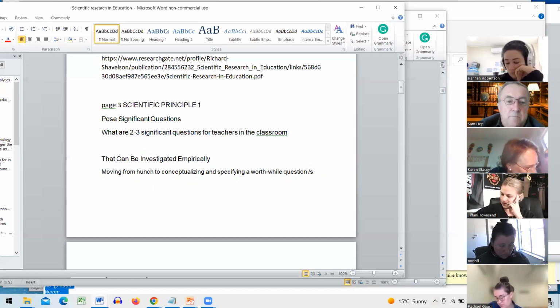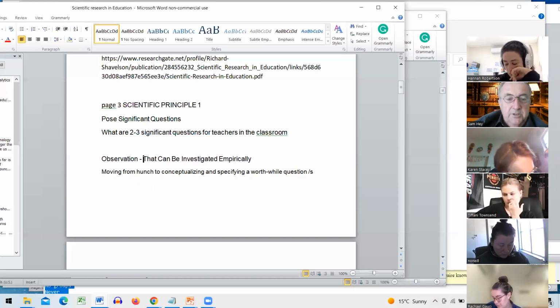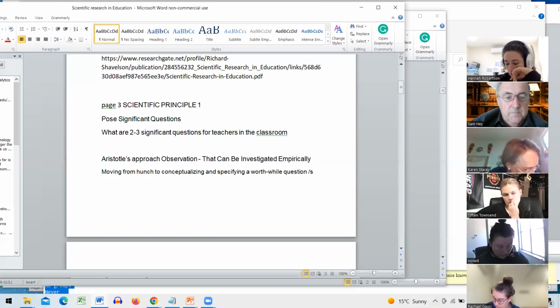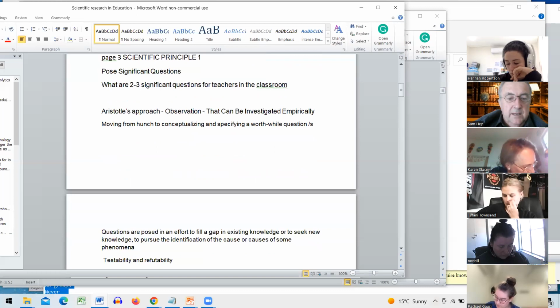And then beyond that, the scientific principle would move to observation. So we'd think about what observations can be made. That's according to Aristotle's approach. He would say, what observations can we make that give us answers?